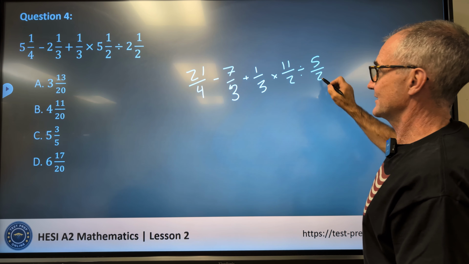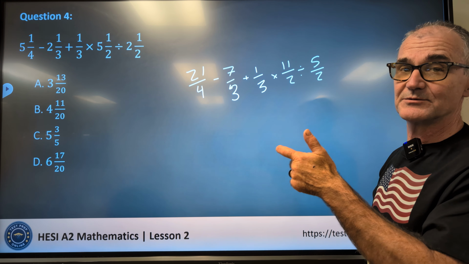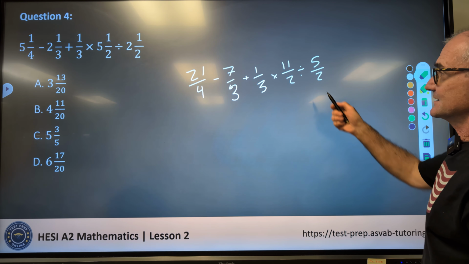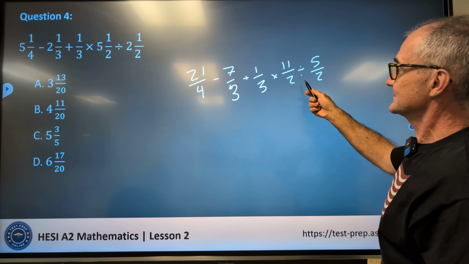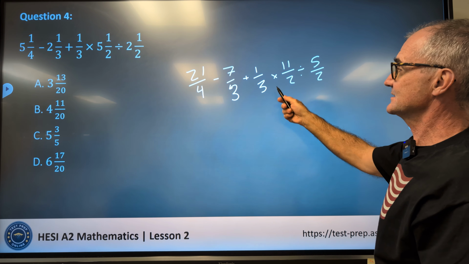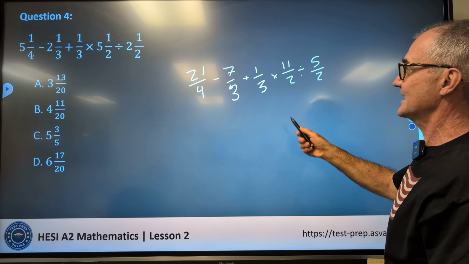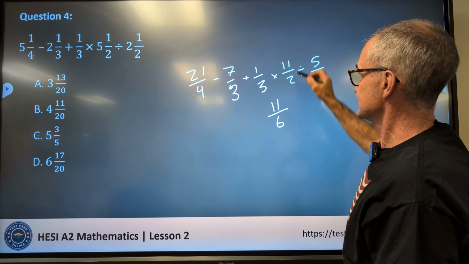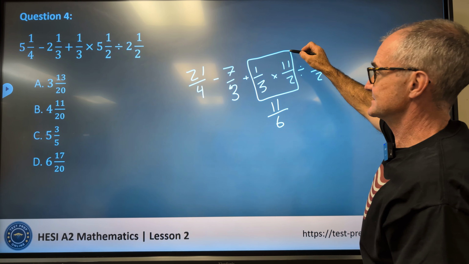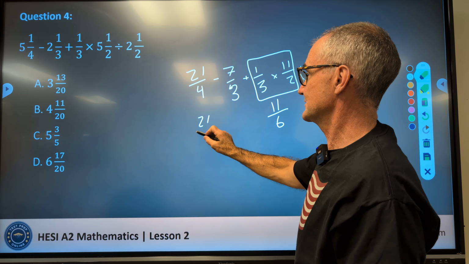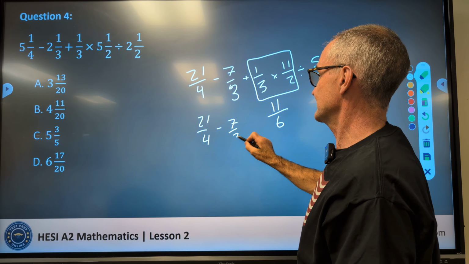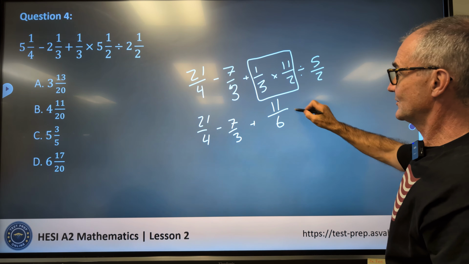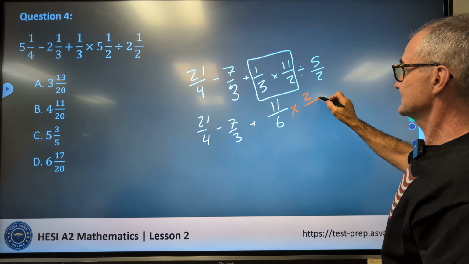So divided by 5/2. PEMDAS, parentheses, exponents, multiplication, division, addition, subtraction. So I go all the way over here, and I'm going to do that division first. Actually, I go from left to right. So I do this multiplication first. So 1/3 times 11/2 is, I just go across the top, 11/6. So this portion here gives me 11/6. I still have these out front. 21/4 minus 7/3 plus this 11/6 divided by, remember that, I'm going to multiply by that thing flipped over, 2/5.